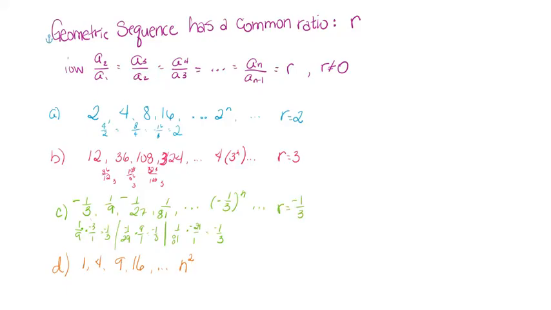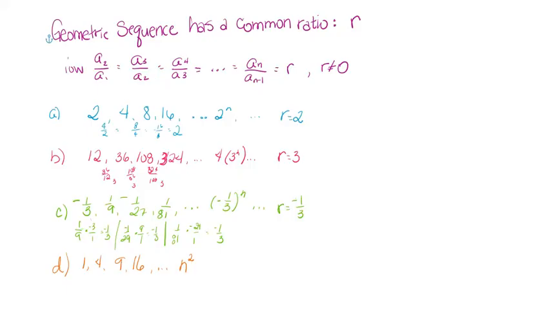Or another way you could think of it is negative 1/3 times negative 1/3 is 1/9. And 1/9 times negative 1/3 is negative 1/27. And negative 1/27 times negative 1/3 is 1/81. And the same thing for the blue one: 2 times 2 is 4, 4 times 2 is 8, 8 times 2 is 16. You can see that all the way through the rule.